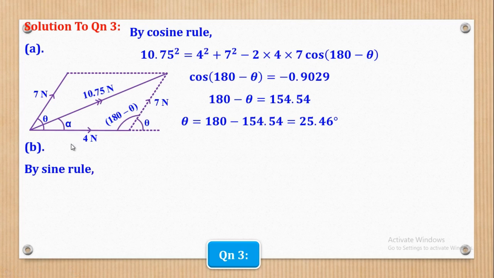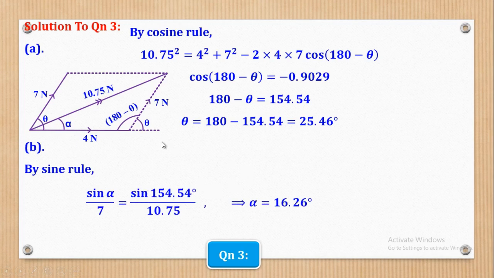So by sine rule, sine alpha over 7 will be equal to sine 154.54. Now this 154.54 is this angle, which is corresponding to the resultant, which is 10.75. So we say sine 154.54 over 10.75, and when we make alpha the subject, we shall come up with our alpha being equal to 16.26 degrees. So basically that's what they wanted, and now let's see how much can be awarded.